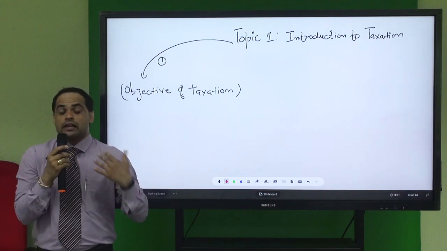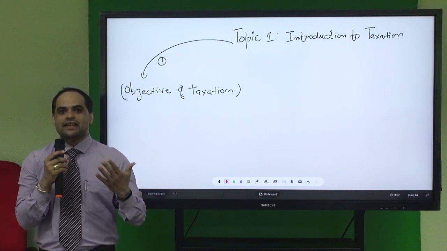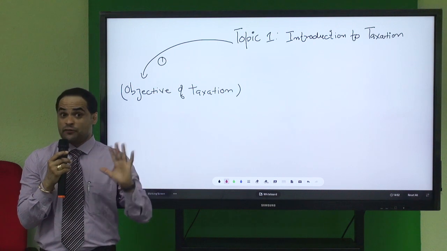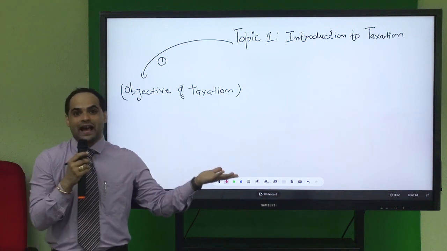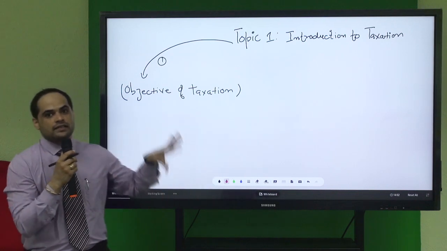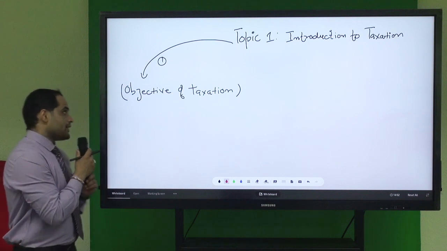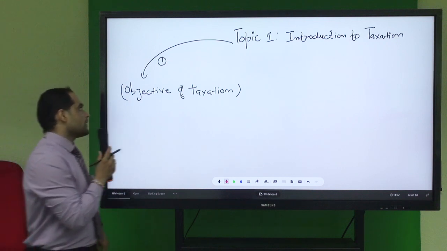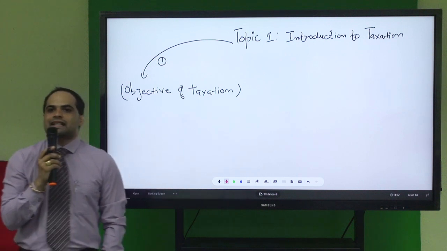Technically, yes, everybody has to pay tax. You might say, if I am not making money, do I have to pay tax? The answer is yes, you have to pay tax, but of course, you don't have to pay income tax. You have to pay some other taxes, which we will discuss later in this topic. So let's start with the first learning outcome, which is the objective of taxation.